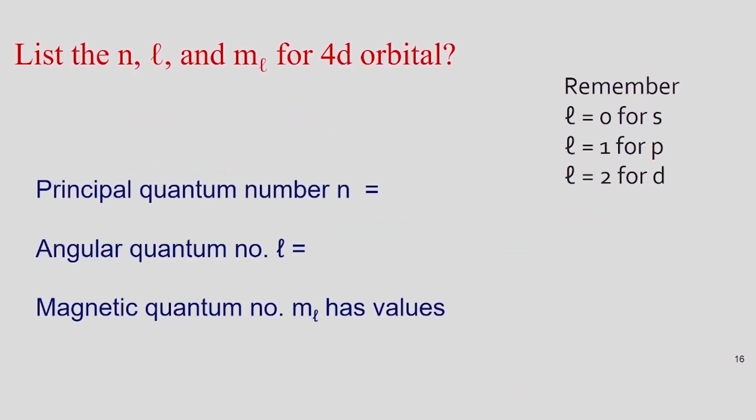Let's look at another example. List the n, l, and ml for the 4d orbital. First, n is equal to the number on the left, 4. We deal with the d subshell, so L is equal to 2, and ml has values from minus L to L. Therefore, the ml possible values are minus 2, minus 1, 0, 1, and 2.